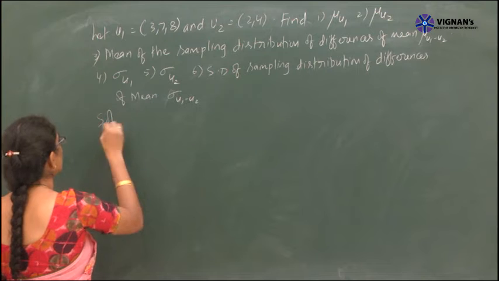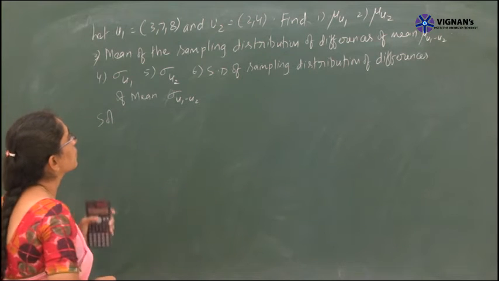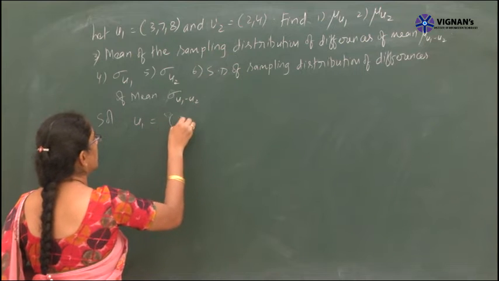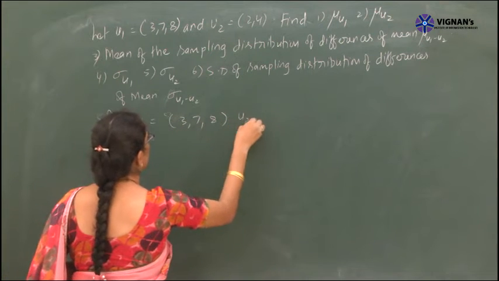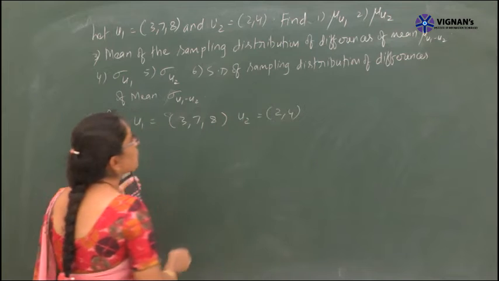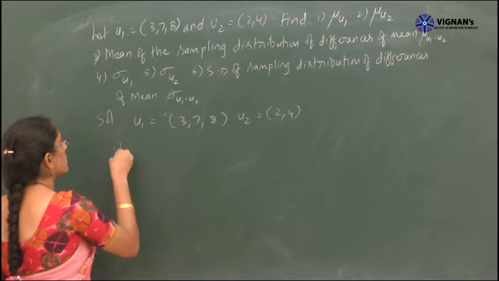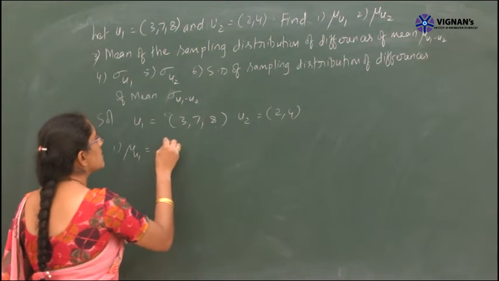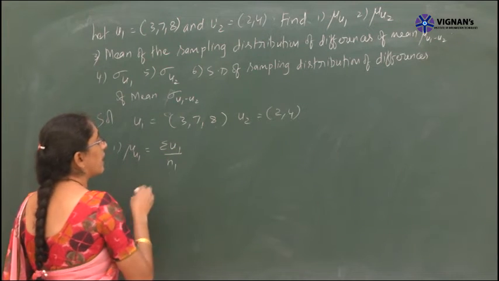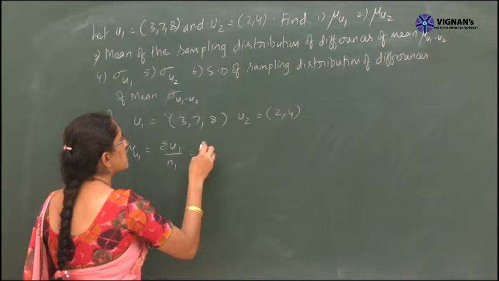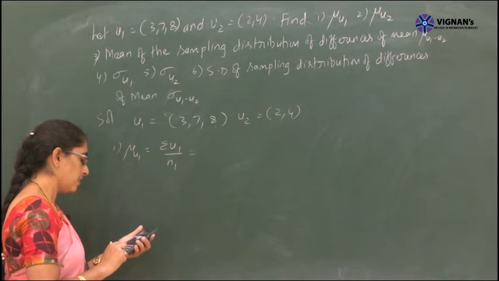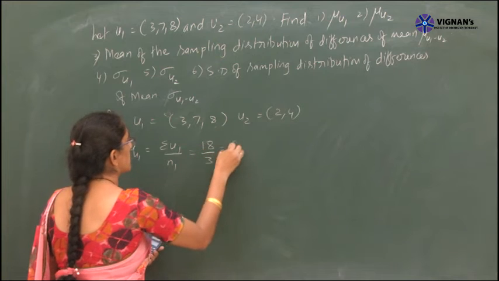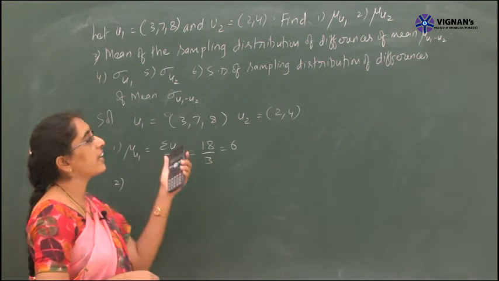So you see the first bit here. U1 is given as 3, 7, 8 and U2 is given as 2, 4. First we will find mu U1. How many elements are there? 3 elements are there. So summation U1 by N1, where N1 is 3. So 3 plus 7 plus 8 is 18, and 18 by 3 is 6. Right?